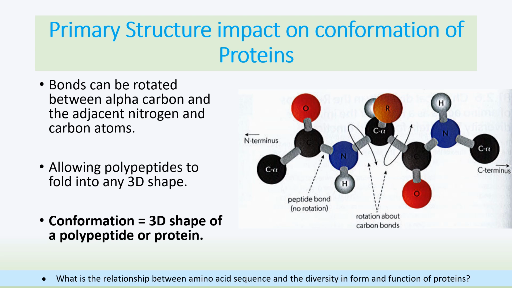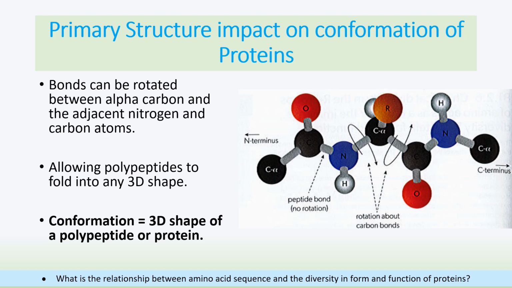Now, the other thing then that we need to look at is that when the primary structure is formed, the bonds between alpha carbons and the adjacent nitrogen can be rotated. And what that means is it allows further shaping of the protein. So you'll hear this term quite often as we move forward, called the conformation or conformational shape, and that is the 3D shape of a protein. So the bonds can actually be rotated and bent to make the right shape of the protein.